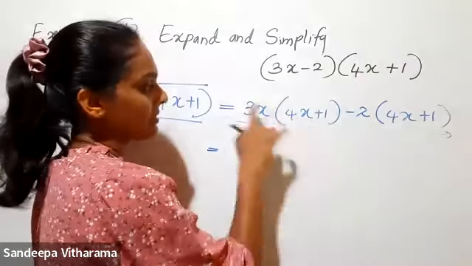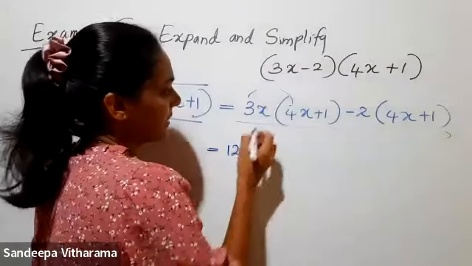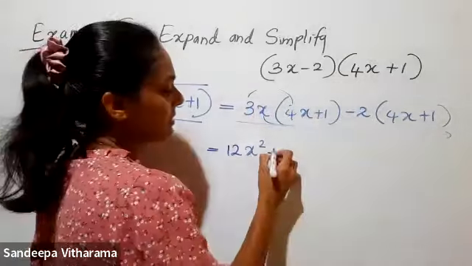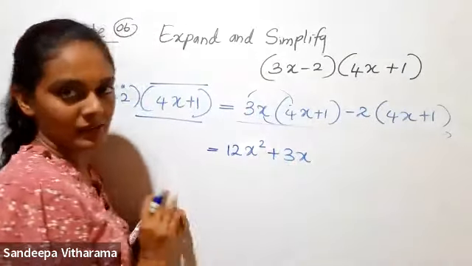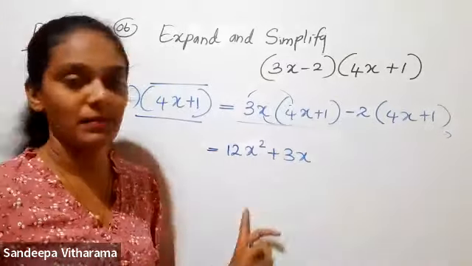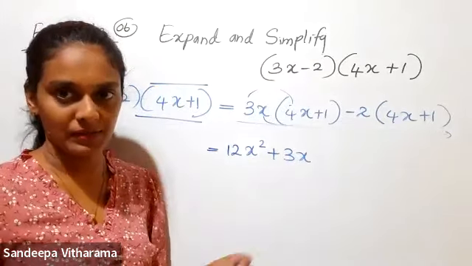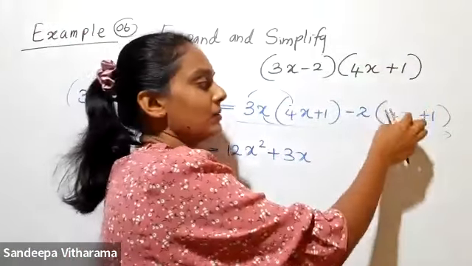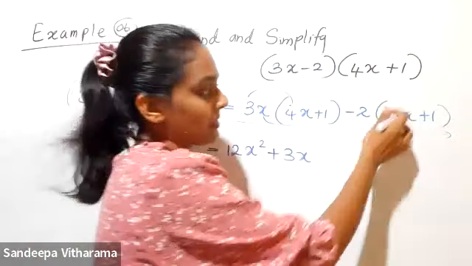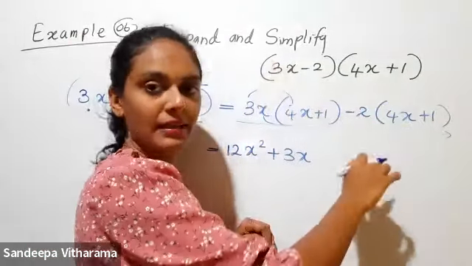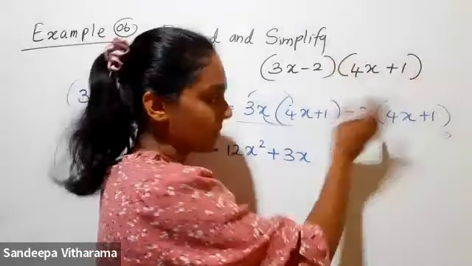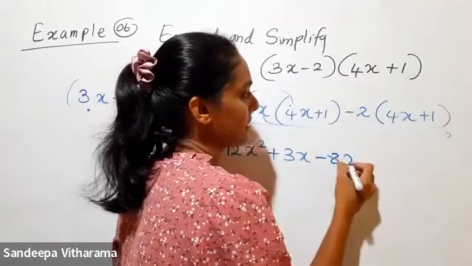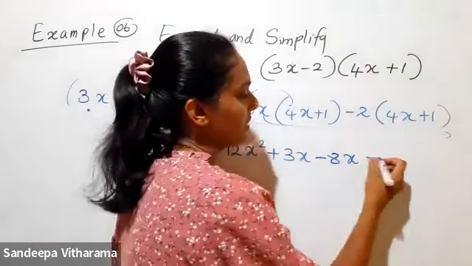3x into 4x. 3 into 4 is 12. x into x it's x squared. 3x into 1 it is 3x. Right. No doubts because it is plus. Plus values have no big doubt. Don't be afraid when it comes to minus. Minus sign value by plus sign value. Positive values have no sign shown. Minus 2 into plus 4 it is minus 8x. Minus 2 into plus 1 is minus 2.